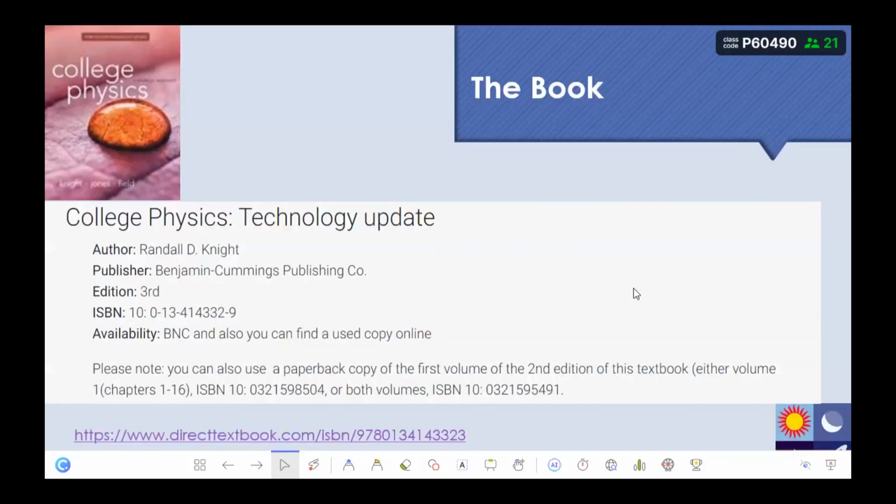And the tools I just explained about the book. Okay, this is the book, College Physics Technology Update, and make sure to buy the 3rd edition. But we have the 2nd edition in the Learning Commons and the library. So if you want, you can buy this book, and all information about the book is available here.